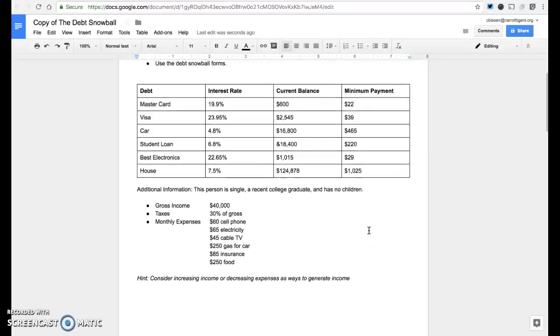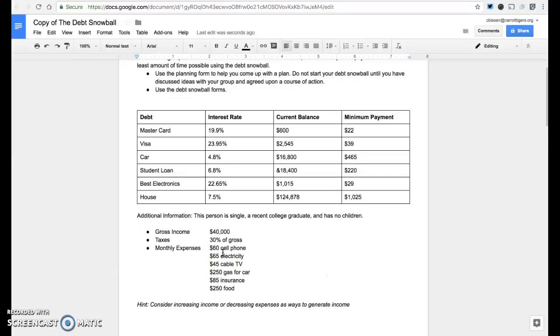So additional information is that this person is single, a recent college grad, has no children. Their gross income is $40,000. They pay 30% of their gross in taxes, and then these are just, I'm sure this isn't everything, but just some of those monthly expenses.